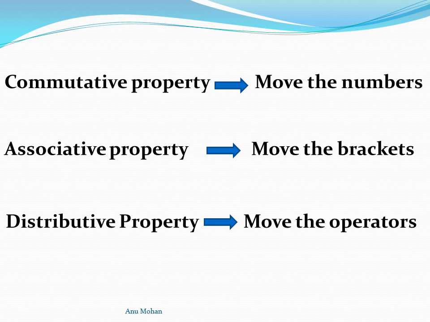Now if you look at these 3 properties, commutative, associative, and distributive, there is a very simple way to remember them. Commutative is you can move the numbers and the answer doesn't change. Associative is you can move the brackets and the answer doesn't change. And distributive is you can move the operators, that is plus sign, minus sign, multiplication sign, and the answer doesn't change. Very simple.